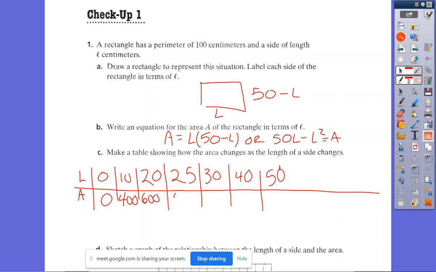25 times 25 is 625. Oh, look, it's the maximum. 20 times 30 is 600 again. And now we're just going down the parabola. 400 and 0. All right, so clearly our vertex is right here.